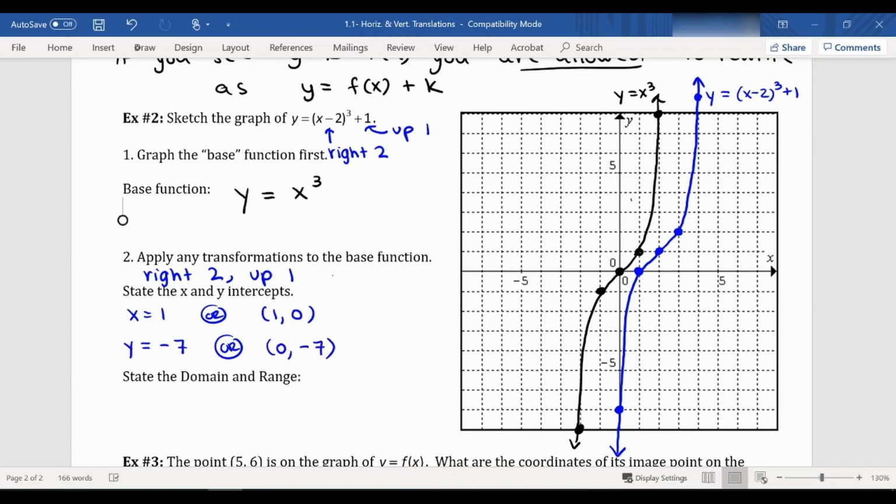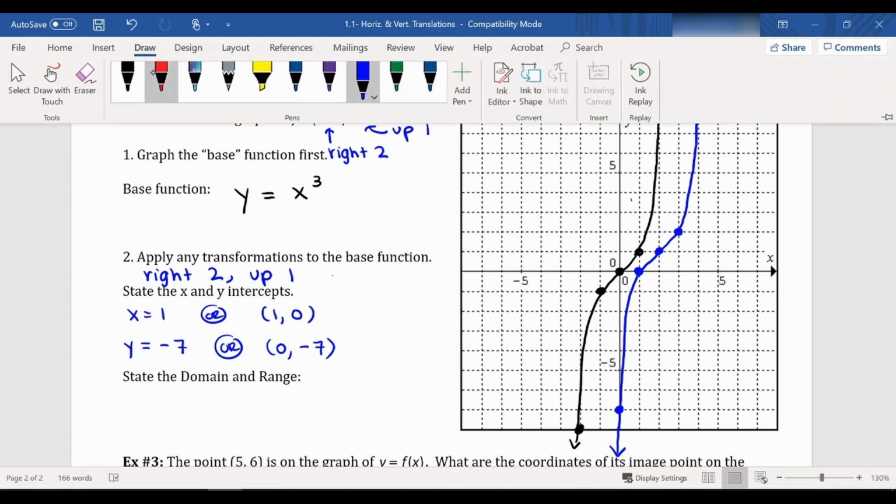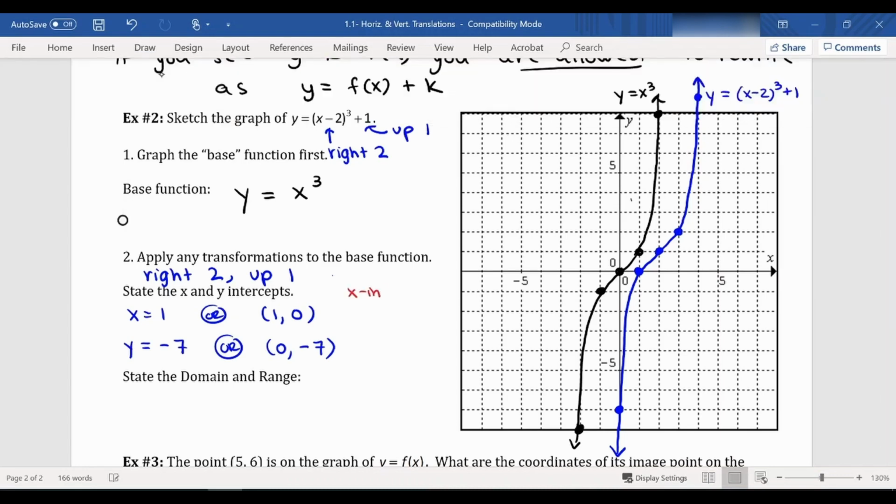They won't always be perfect nice points, but just a reminder, your x-intercept is when y equals 0, and your y-intercept is when x equals 0. So you can do this algebraically as well. If I want to find the y-intercept, I can plug 0 in for the x in my equation. If I want to find the x-intercept, I can plug y is 0 into my equation and solve for x.